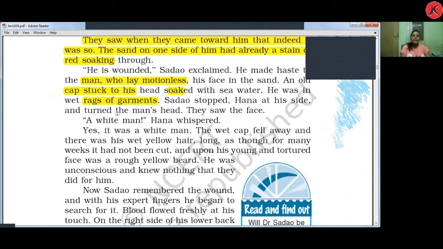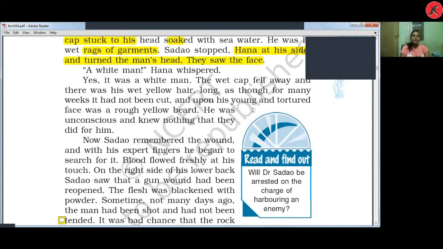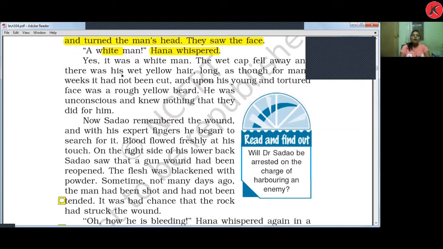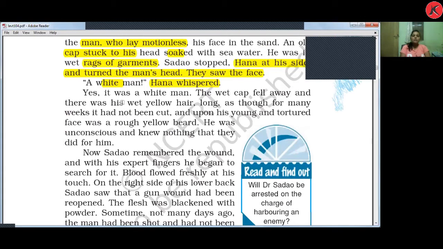Hannah, at his side, turned the man's head. They saw the face. Now she turned the face of the man so that they could see it. And after seeing the face, "A white man," Hannah whispered. A white man means an American. Yes, it was a white man. The wet cap fell away, and there was his wet yellow hair. Okay, his hair was all yellow. His cap was very wet, and his hair was very long, as though for many weeks it had not been cut.